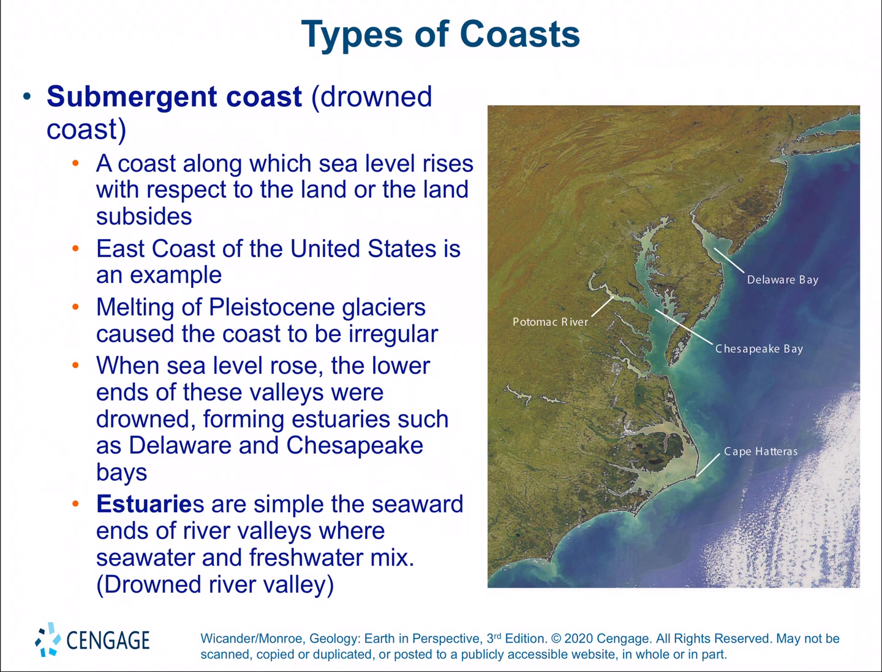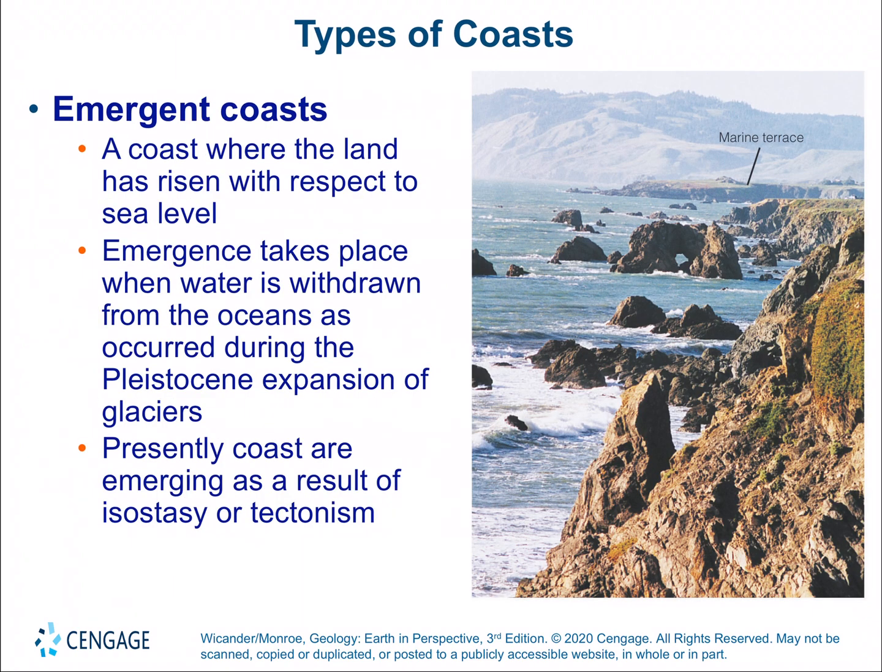You could also have what's known as an emergent coast, and that's a coast where the land has risen with respect to sea level. So the emergence is going to take place when the water is withdrawn from the ocean, like occurred during the Pleistocene expansion of the glacier. Presently, your coasts are emerging as a result of your isostasy or your tectonism. This picture also shows a great example of a marine terrace, and you see sea stacks, you also see some sea arches.